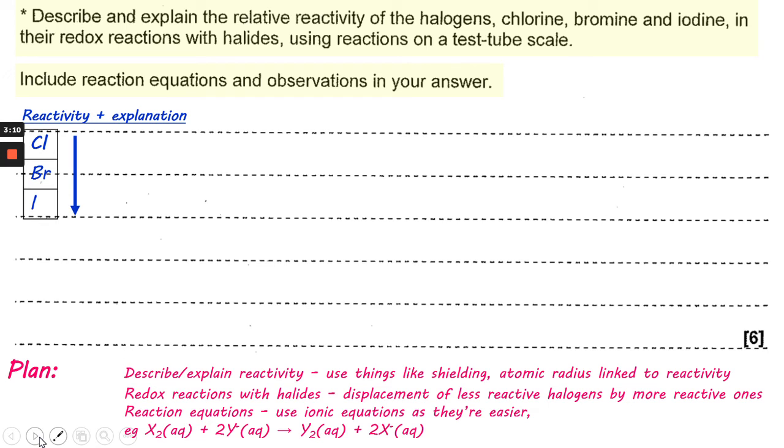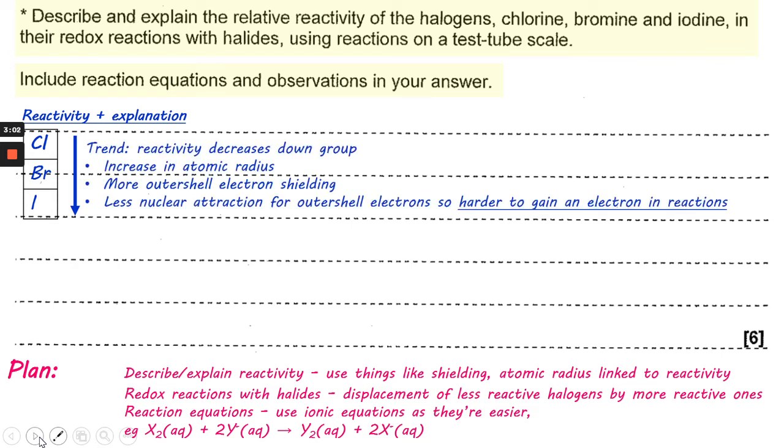So you might want to do a little table, or maybe just a section of the group from the periodic table like that, with your chlorine, your bromine, and your iodine, and an arrow pointing downwards. So the reactivity will decrease down the group. That's a simple recall. And that's due to increase in atomic radius, therefore more outer shell electron shielding. So there's less nuclear attraction for the outer shell electron. So therefore it's harder to gain another one in that outer shell.